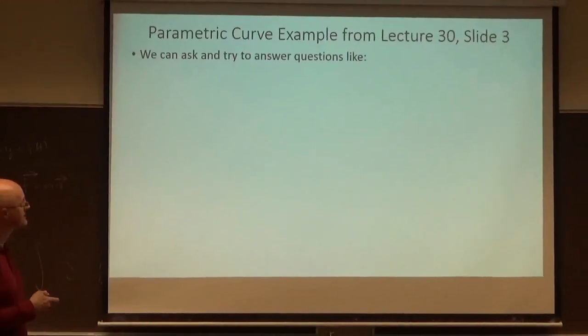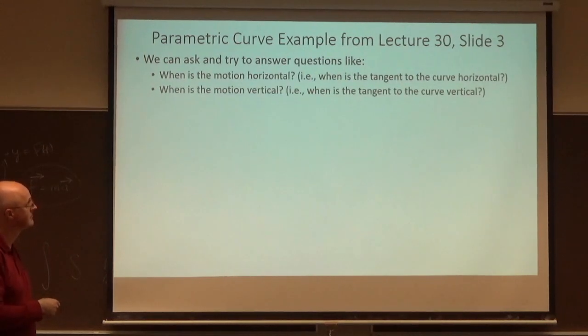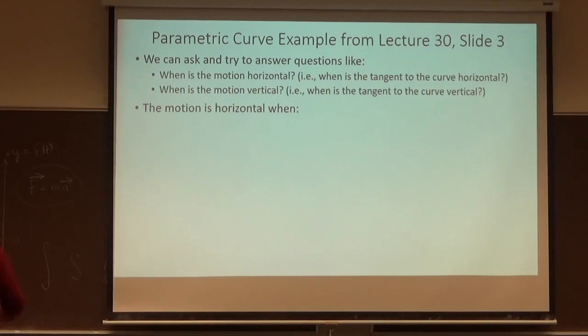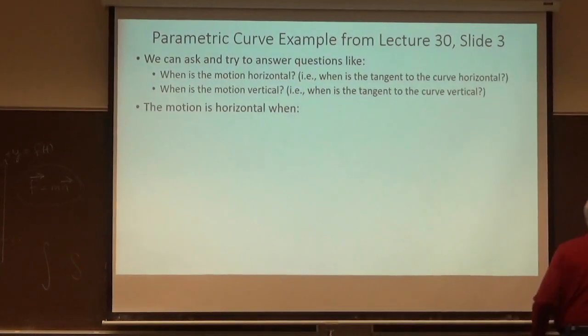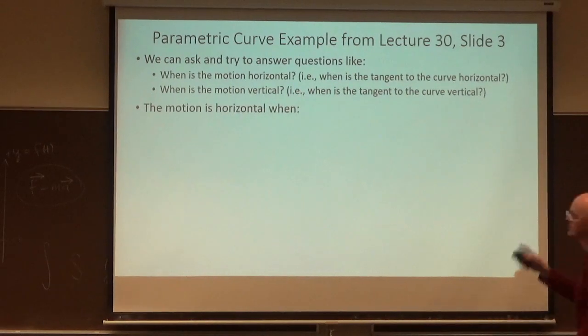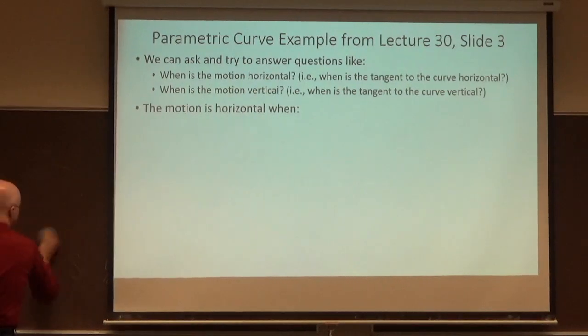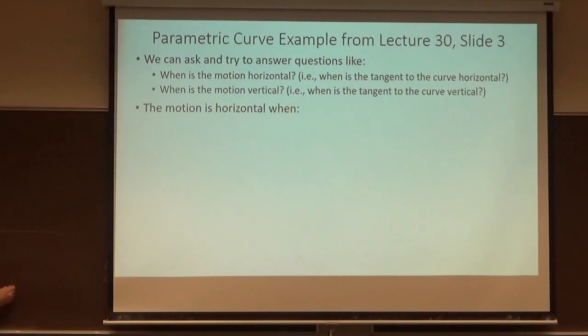We can ask and try to answer questions like, when is the motion horizontal? In other words, the tangent is horizontal. When is it vertical? When is the tangent to the curve vertical? I'll draw a picture on the board here of that parametric curve, and over here. Actually, let me put it over here, it's kind of closer to the computer. I'll do Mathematica as well. So the curve itself will look like this.